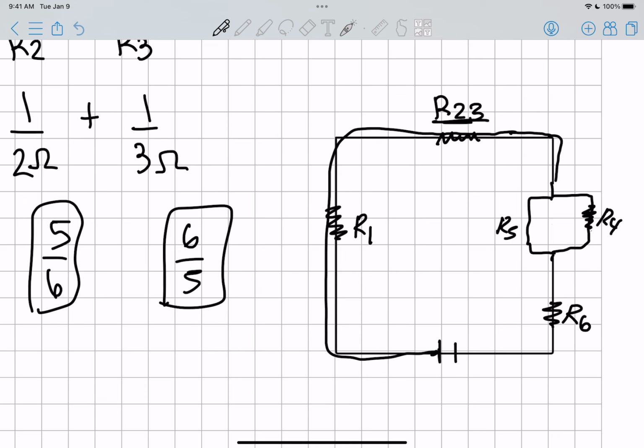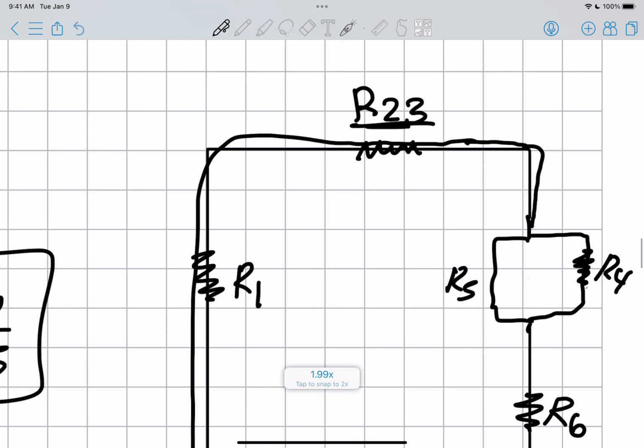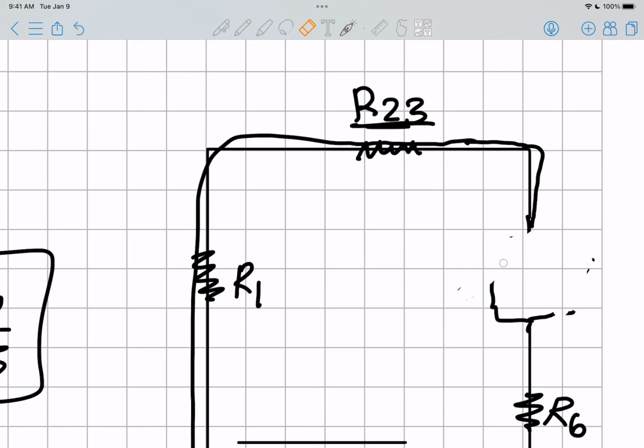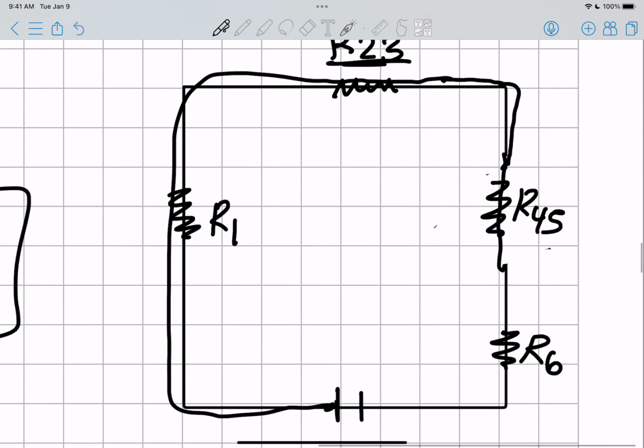And now I'm going through the circuit again, and I'm like, okay, there's another branching point. So I have to simplify R4 and R5 using that equivalent resistance equation. I would simplify it down to a pseudo-combined resistor, an equivalent resistor, called R45. Then I would have R45 in series with R6, in series with R23, in series with R1. They're all in series with one another, and you can just add them up, because there's no branching off of the current between any of these resistors.